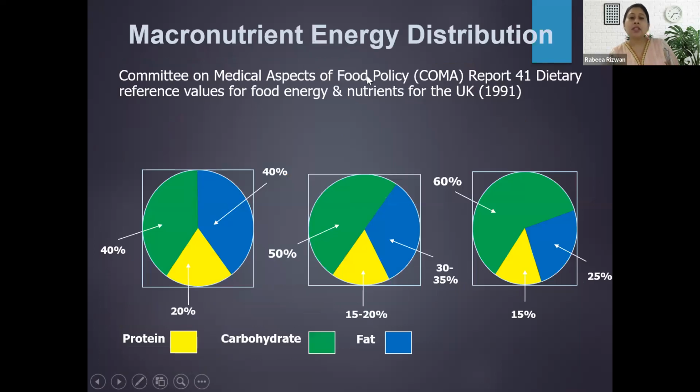The daily normal average macronutrient energy distribution for a human body, according to a UK study, is reported as follows: a normal human being should take in carbohydrates at 40 to 50%, while fat should be 30 to 35%, and protein should be 15 to 20%. And these requirements are for non-sports and non-athlete persons.